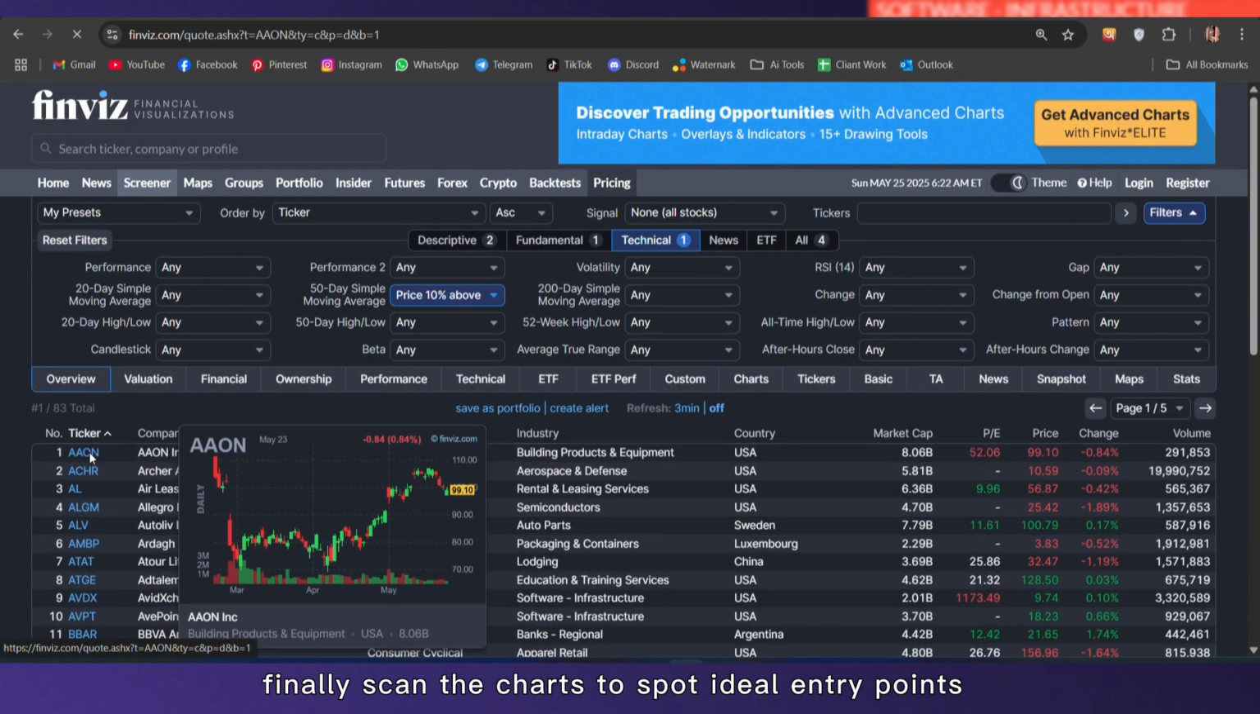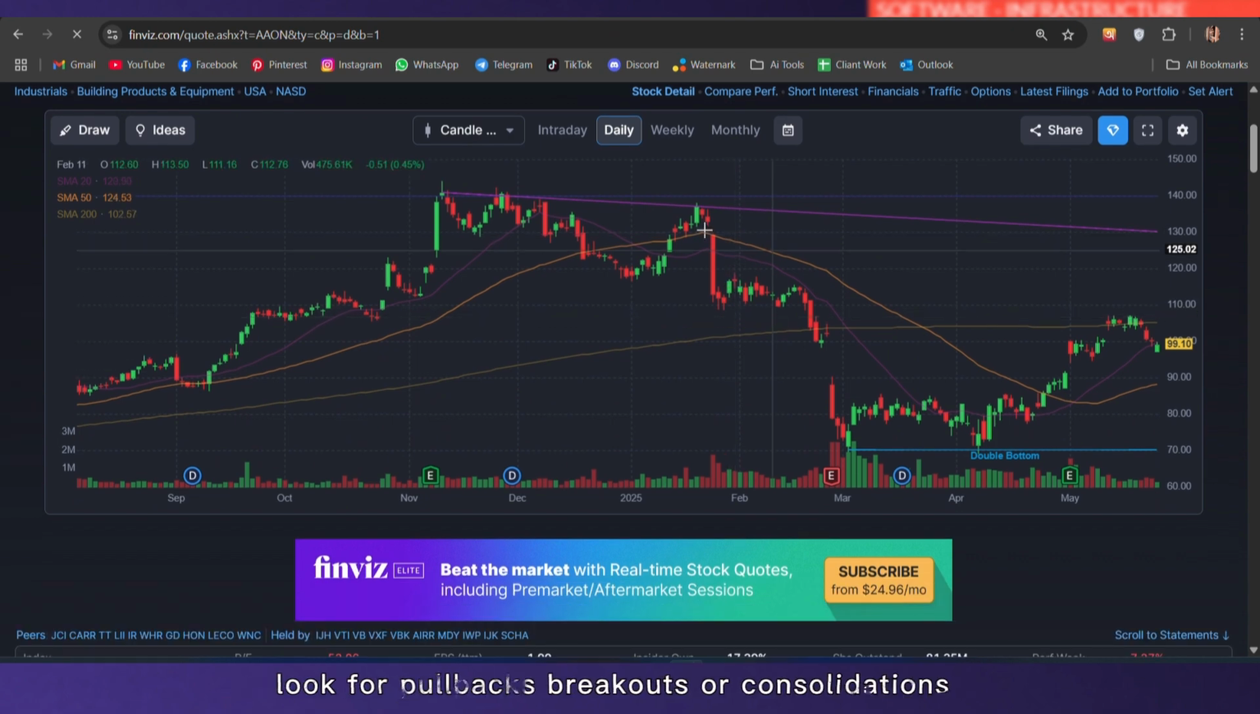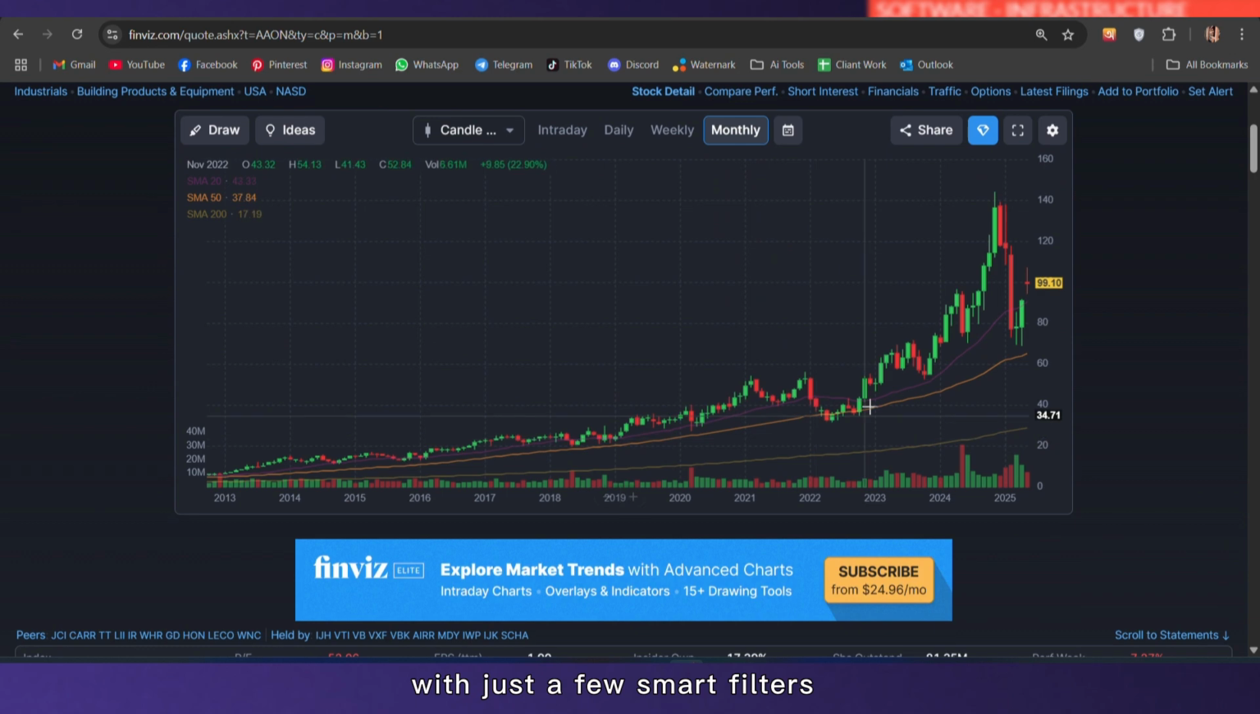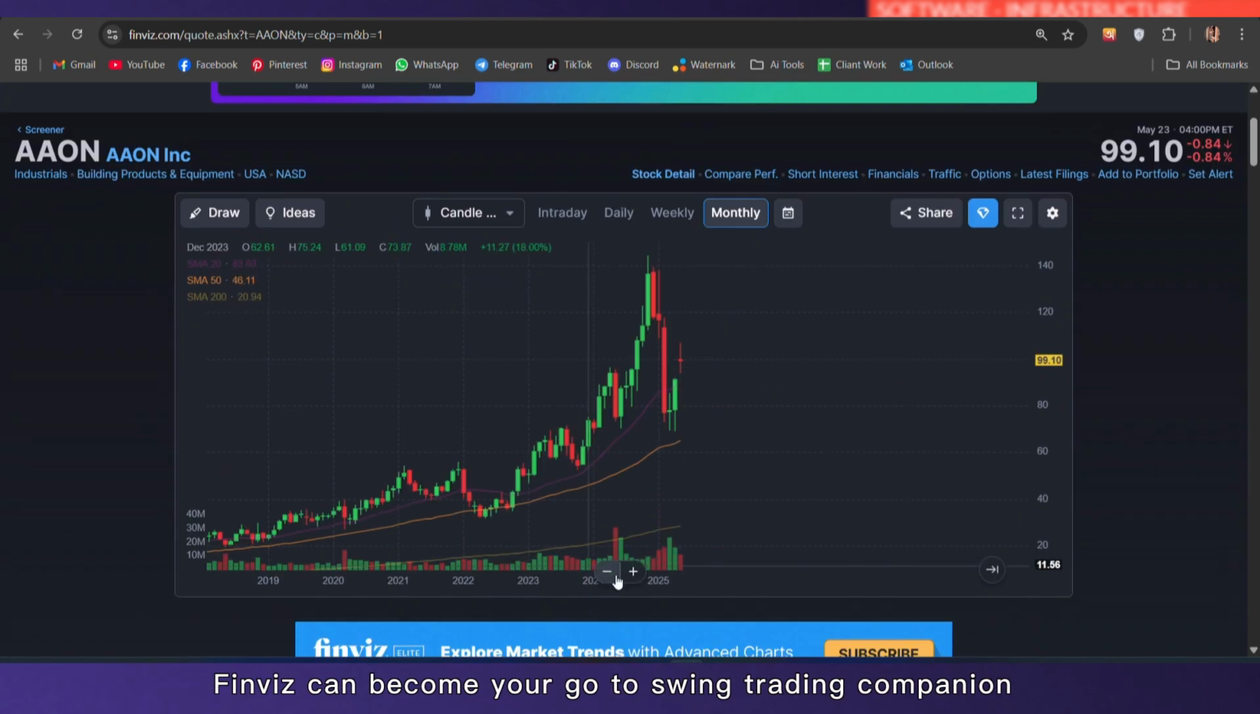Finally, scan the charts to spot ideal entry points. Look for pullbacks, breakouts, or consolidations. With just a few smart filters, Finviz can become your go-to swing trading companion.